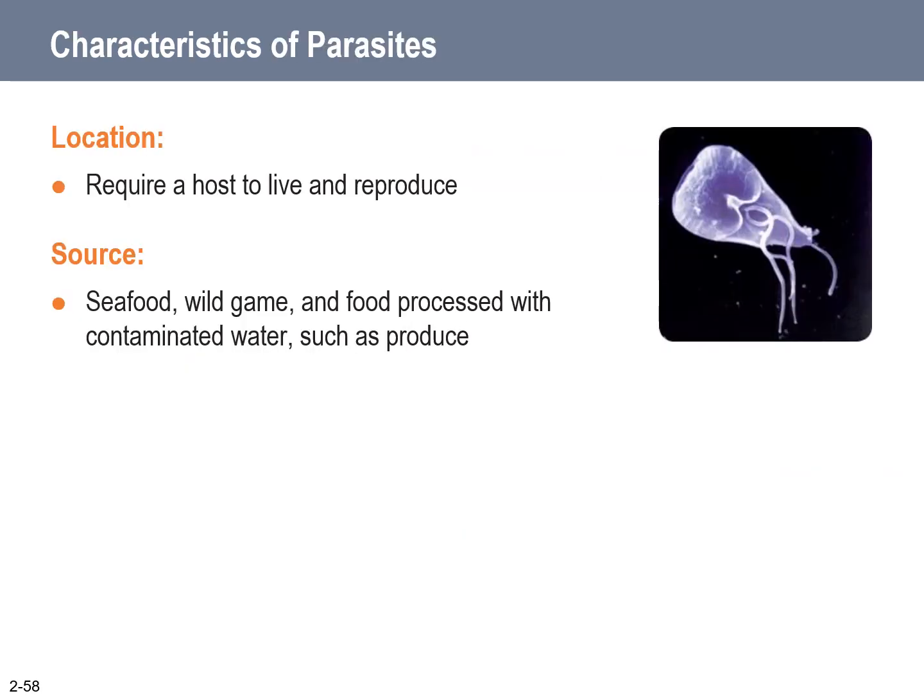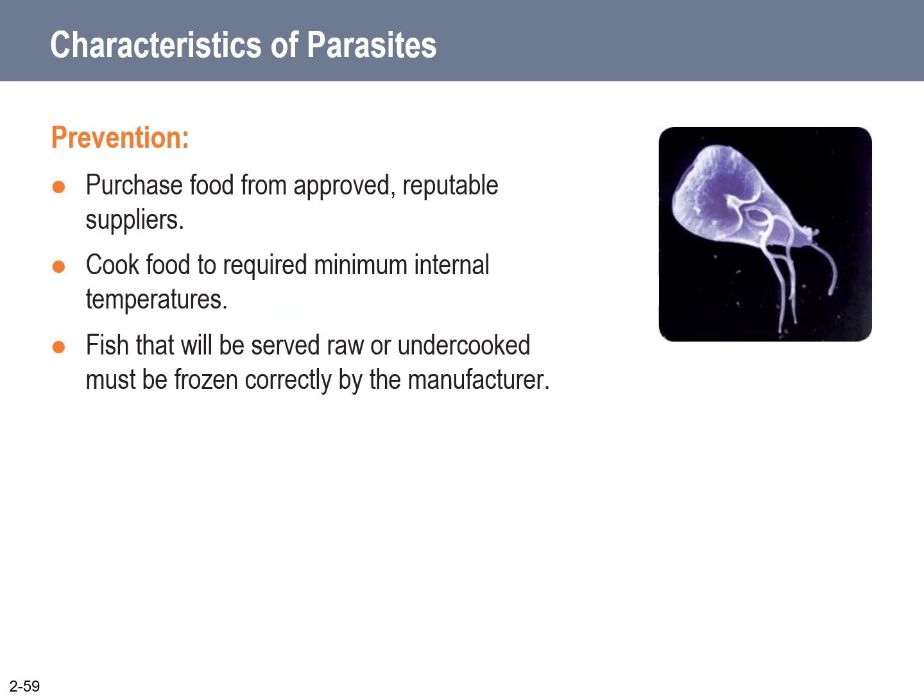Parasites is the third category of pathogens. So they do require a host to live and reproduce. Sources are seafood, wild game, and food processed with contaminated water. So produce can be one of those. Prevention. Purchase food from approved reputable suppliers.